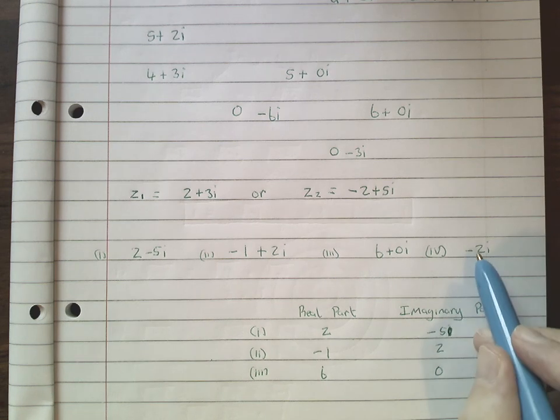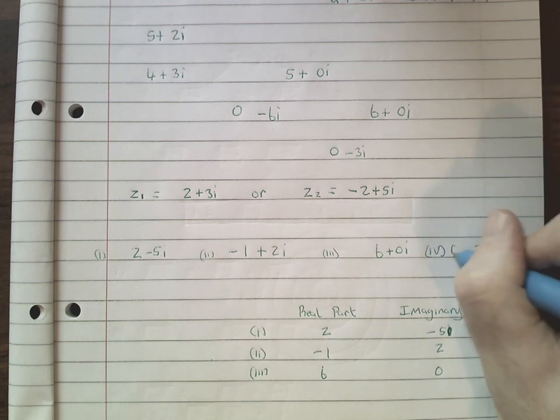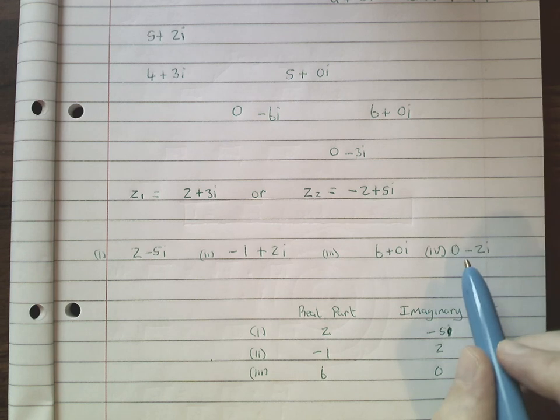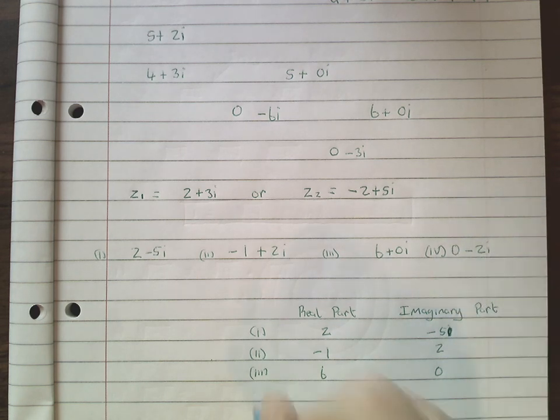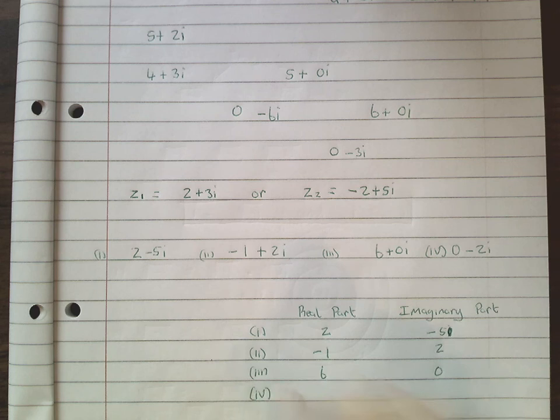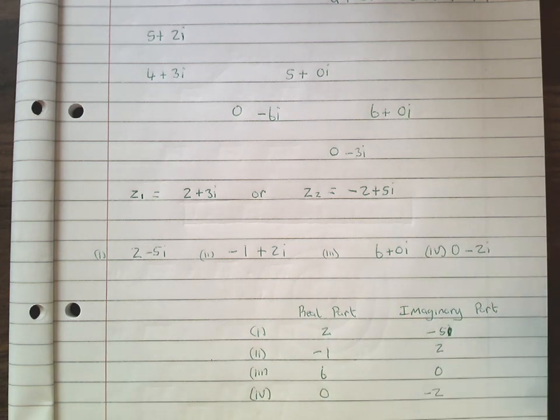And then again, if we take this number here, this is an imaginary number, so we can make it into a complex number by just adding 0 at the start. So again, if we want to identify the real part, it's this 0 here. And then the imaginary part is going to be this minus 2. Minus 2. Okay, so hopefully that makes sense.